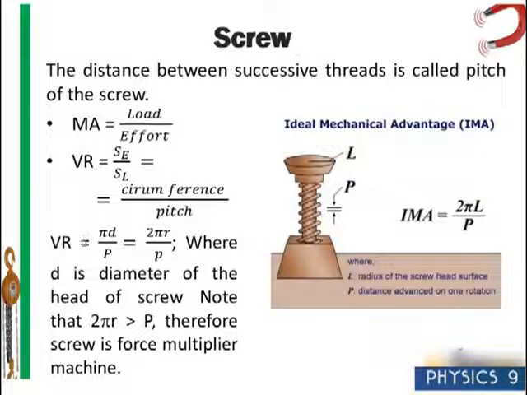So we can say that the velocity ratio is equal to 2 pi r over p. In fact, you could write it as pi times the diameter over p, because 2 times r is the same as the diameter. So d is the diameter of the head of the screw, and it's important to note that 2 pi r, the circumference, is going to be greater than the pitch. Therefore, the screw is a force multiplier machine.